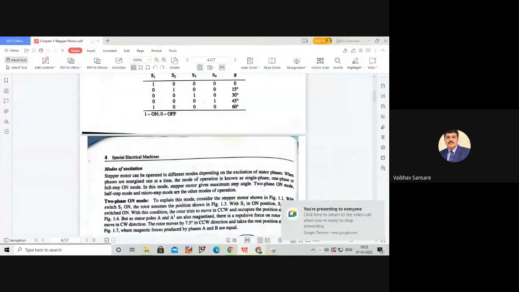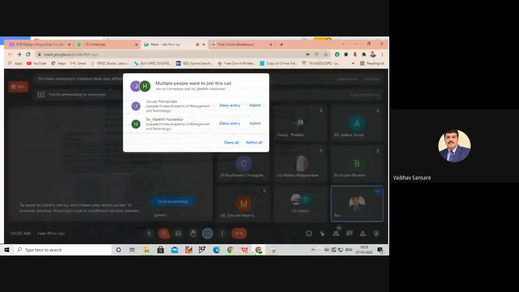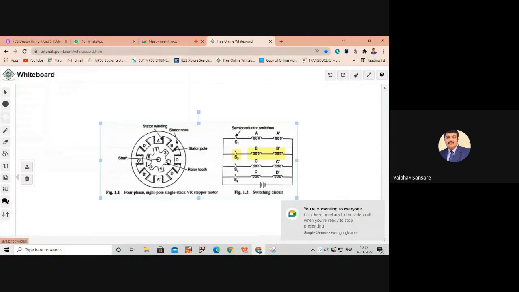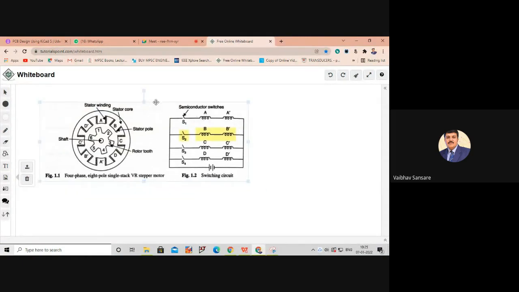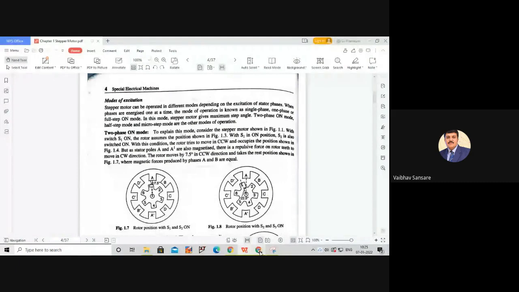So let's start with the first mode of excitation, which is the two-phase on mode. To explain this mode, consider the stepper motor which we considered in the previous lecture. I am going to upload that stepper motor on the board. Yes, we discussed this stepper motor in the previous lecture, which is the four-phase 8-pole single stack variable reluctance stepper motor with a switching circuit as shown in figure 1.2. Now we consider the same motor for this two-phase on mode operation.